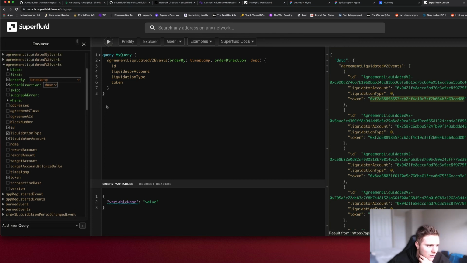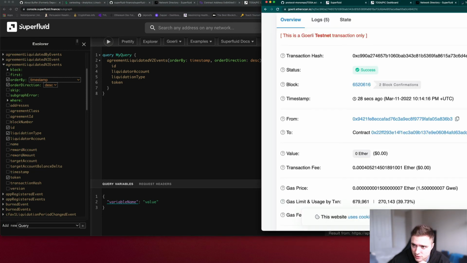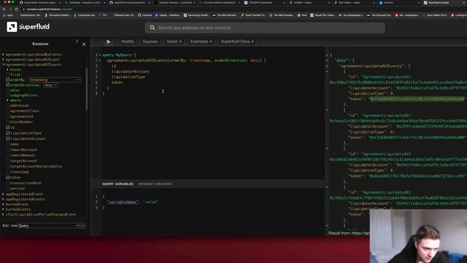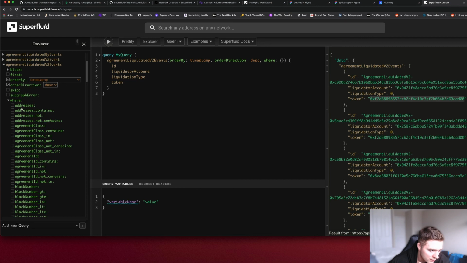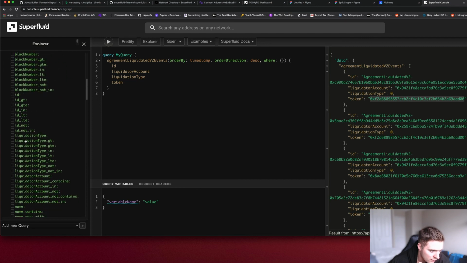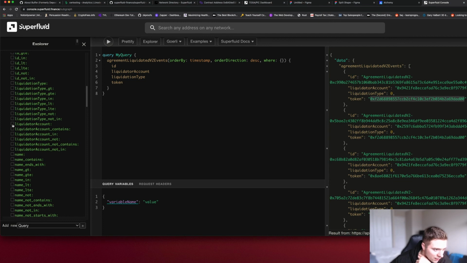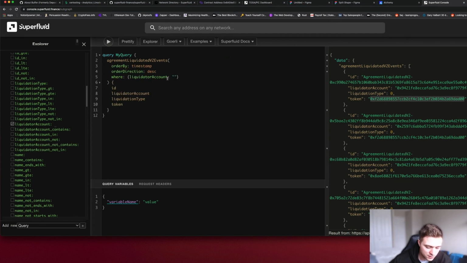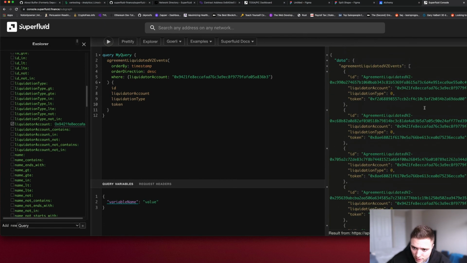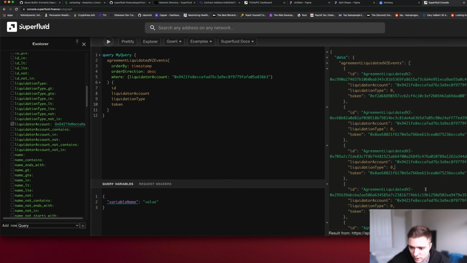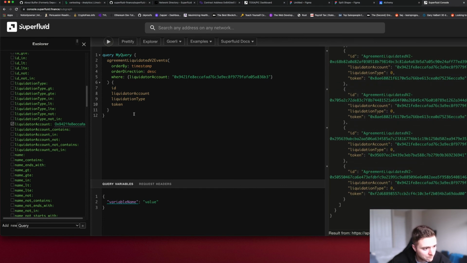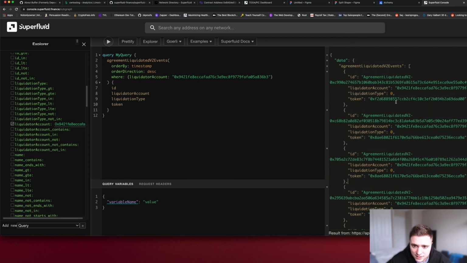Let's get all of the agreement liquidated events where the address is the one that I've been using as the Sentinel. So let's do a where clause where liquidator account is this address. Okay, and we will save. We can see that I've done just a handful of liquidations here, and we can see the tokens that there were liquidations on, which is pretty cool.